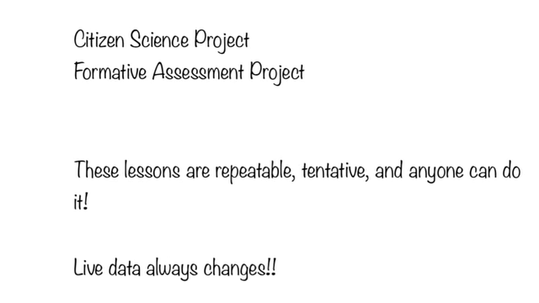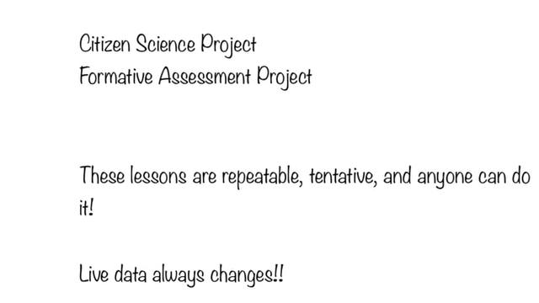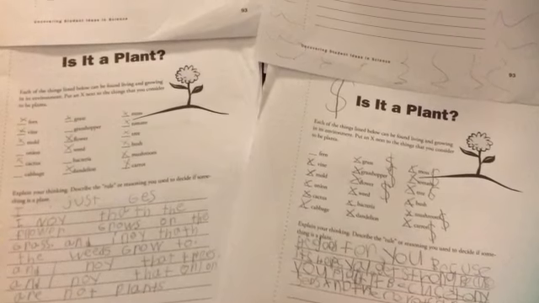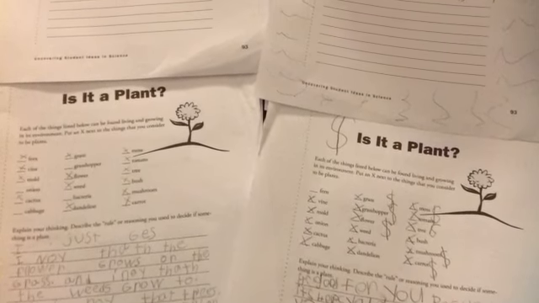For my 2 lessons that I did in class, I used my citizen science project and also my formative assessment projects. These lessons are repeatable, tentative, and also a human endeavor. I first gave my students a probe that anyone and everyone should take. This was to find out what they already knew about plants, so that way I can compare it to what they have learned afterwards in the lesson. That way, this lesson is tentative and repeatable.